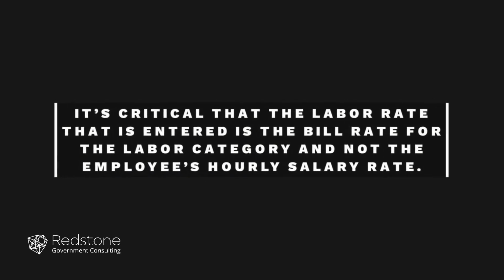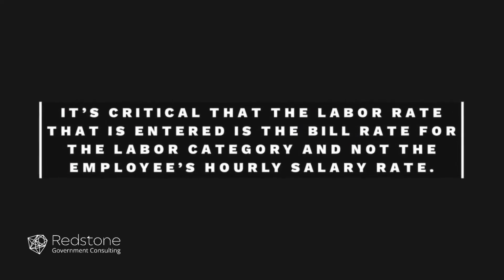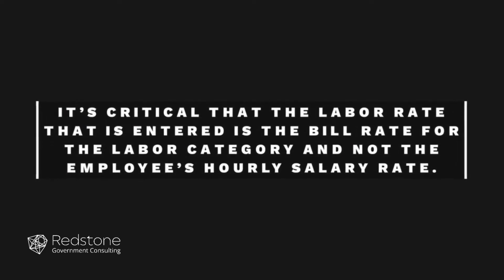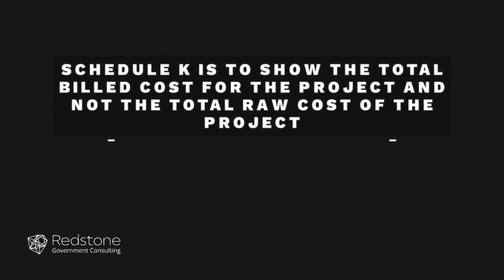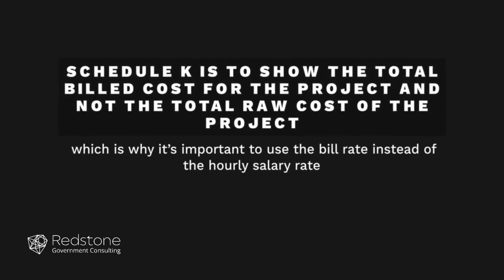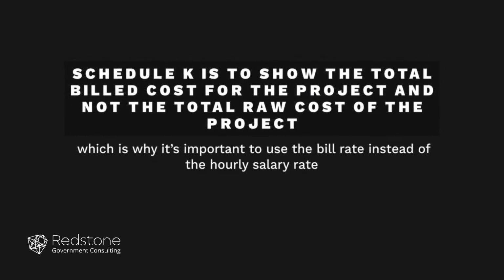Along with that, it's critical that the labor rate that is entered is the bill rate for the labor category and not the employee's hourly salary rate. Remember that Schedule K is to show the total billed cost for the project and not the total raw cost of the project, which is why it's important to use the bill rate instead of the hourly salary rate.